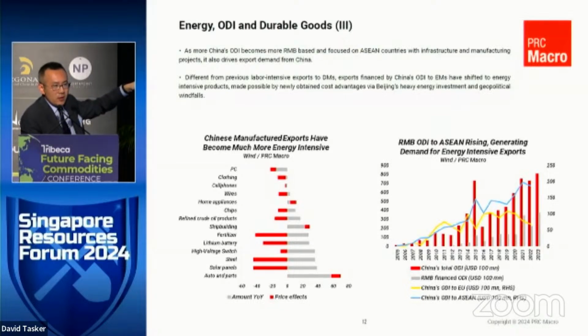Also, you see where the Chinese are investing their money. The blue line is Chinese outbound direct investment to ASEAN countries. The yellow line is Chinese outbound direct investment to the European Union. So the Chinese are going into emerging markets, especially Belt and Road countries and ASEAN countries. They invest in manufacturing, infrastructure, power grids, railways, financed by RMB. Then in return, those countries will demand more energy-intensive exports from China.